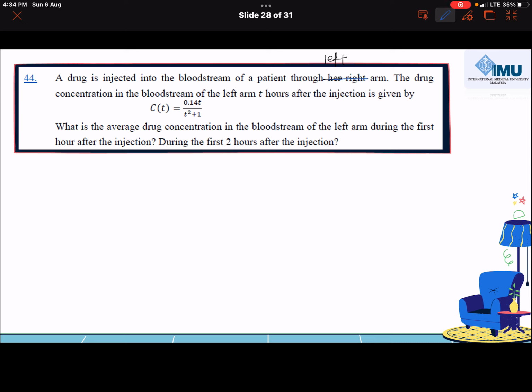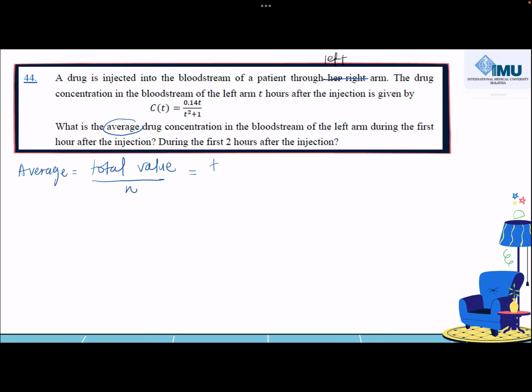Now, first of all, let's look into the word average. You learned in high school, average is simply a total value divided by the sample size, which is your n. So in the case of this question, it's going to be the same thing. It's going to be the total drug concentration in the first 1 hour divided by the time. How long is it? 1 hour itself. Now, anything divided by 1 is the value itself. So in the case of here, you don't have to bother to divide by 1.